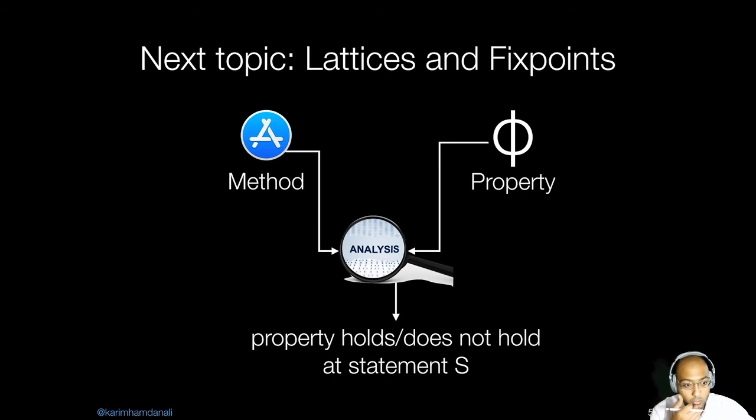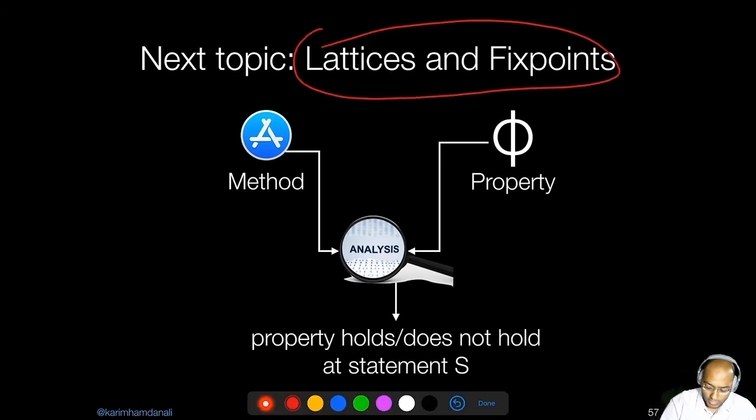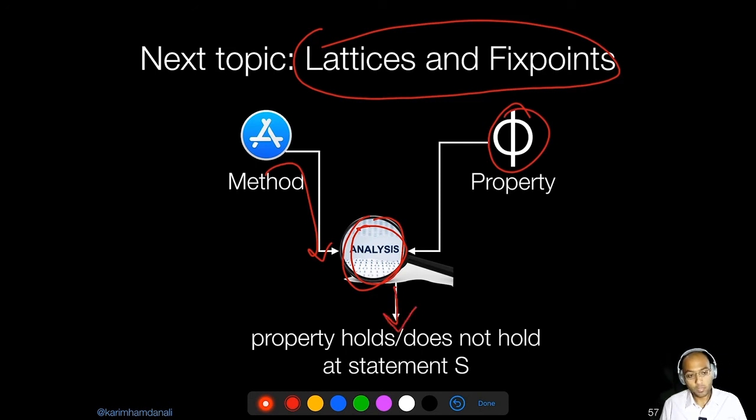So our next topic for next week is going to be lattices and fixed points. And I expect that topic to go, I think, 2 to 3 lectures, depending on how things will go. And in that topic, we're going to explore, now that we have talked about intermediate representations, how we can get from that point where we can represent the input program in some format to having an analysis that can basically, given a method and given an analysis and given a property, tell us whether this property holds or not on that specific statement. So this is how we're going to do it using lattice theory and fixed points, starting with our next lecture next week.